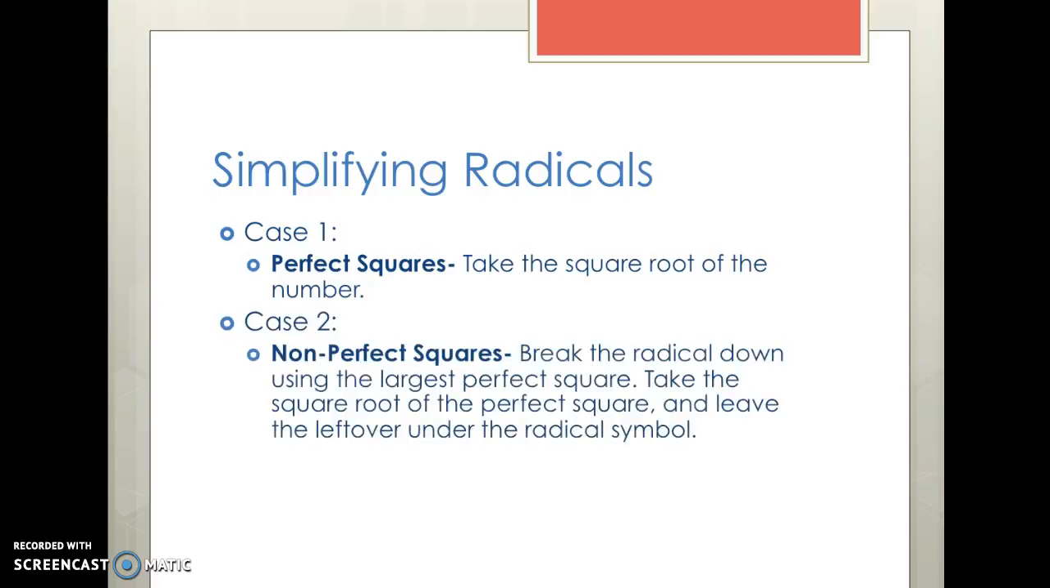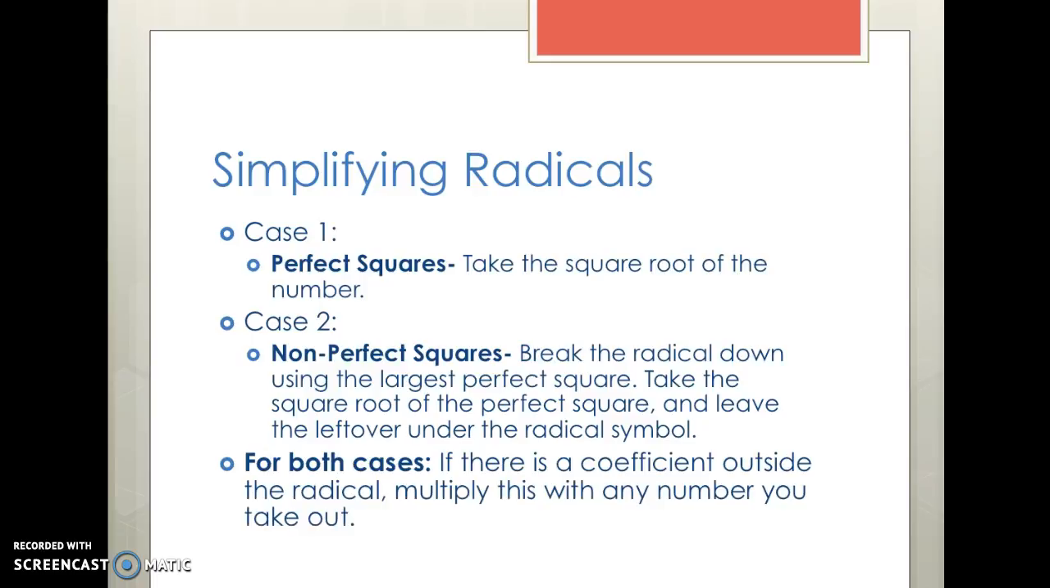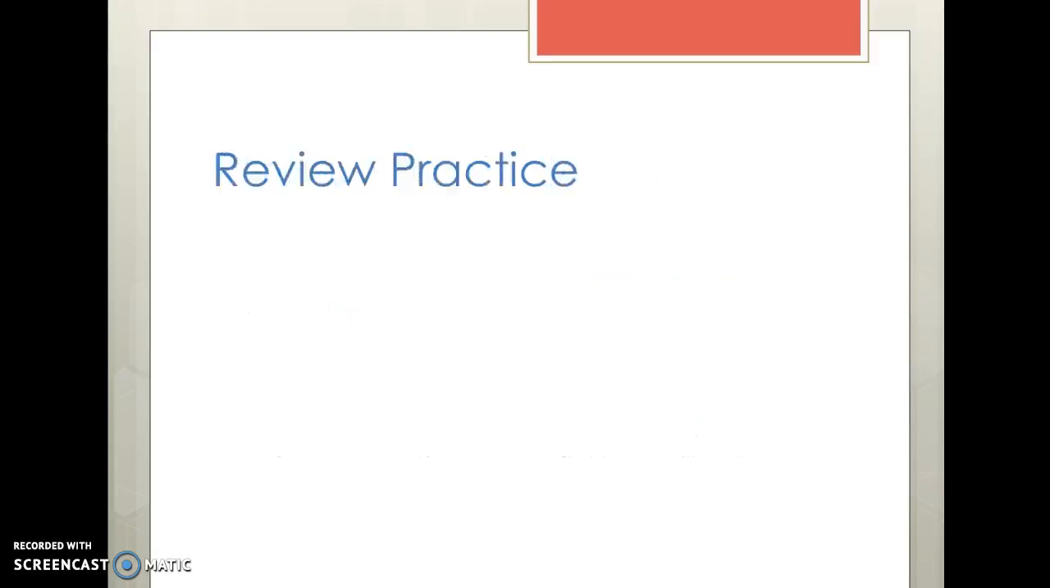Case 2, non-perfect squares, we're going to break the radical down using the largest perfect square within that number, take the square root of that perfect square, and leave the leftover under the radical symbol. What that looks like, we'll break down here for you soon. In both cases, if there is a coefficient outside the radical, multiply this with any number you take out.